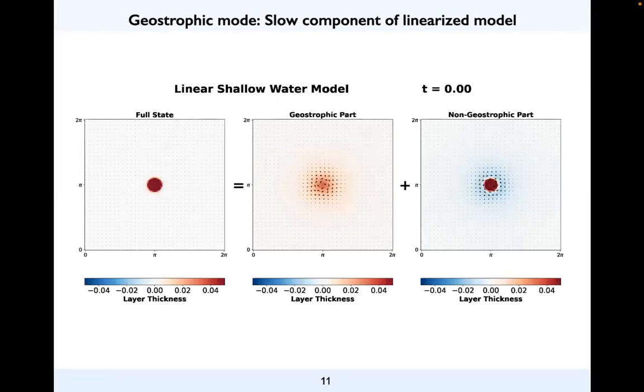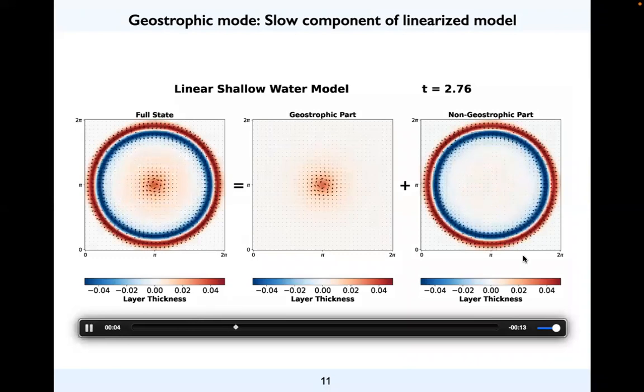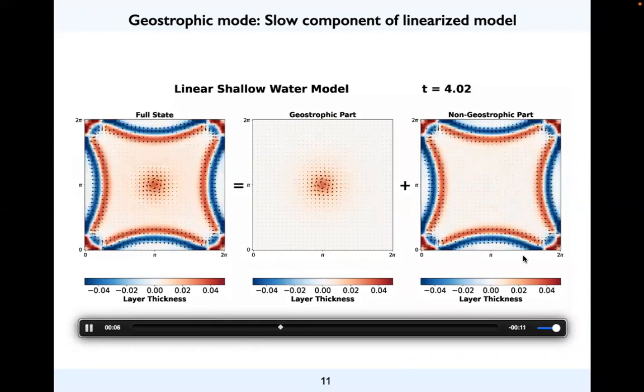So yeah, here's a really simple animation. Again, we have the linear shallow water model, and we look at the layer thickness and the Gaussian hill at the beginning. And then we calculate with spectral analysis the geostrophic part and the non-geostrophic part. If we run it in time, we will see that a wave is propagating away from it, and the geostrophic part is staying constant in time in the linear model.